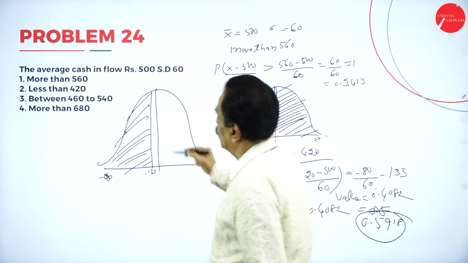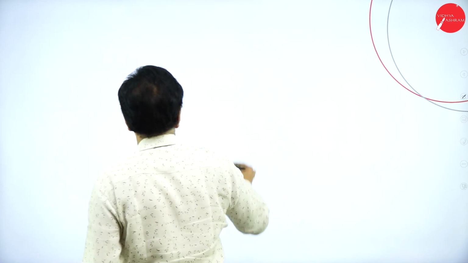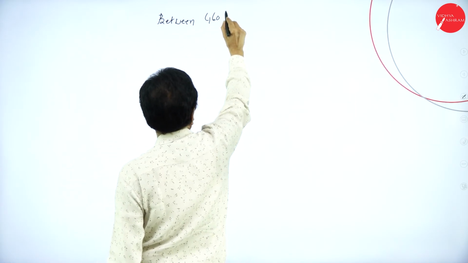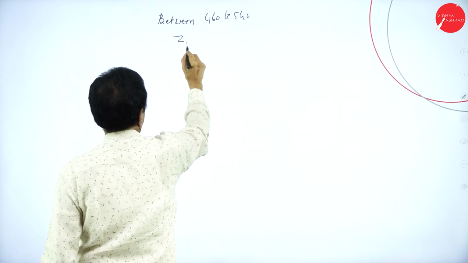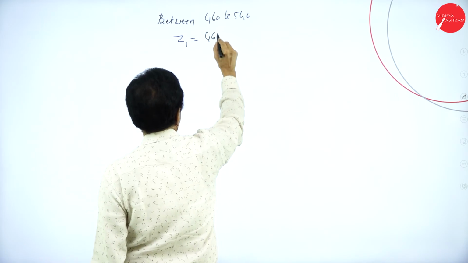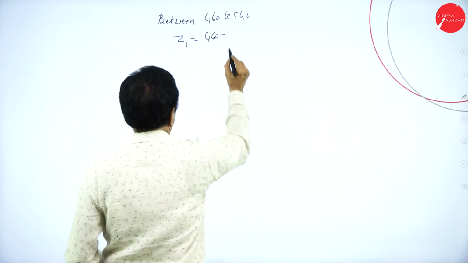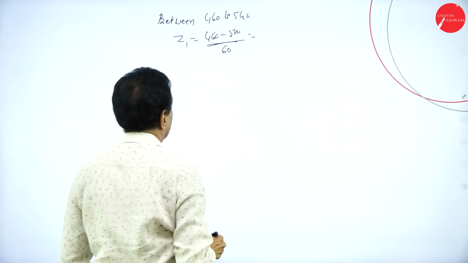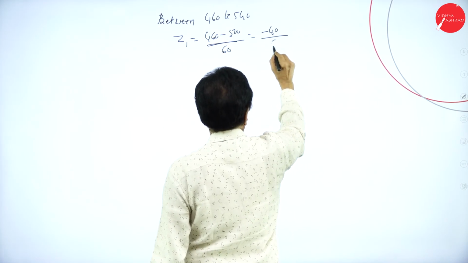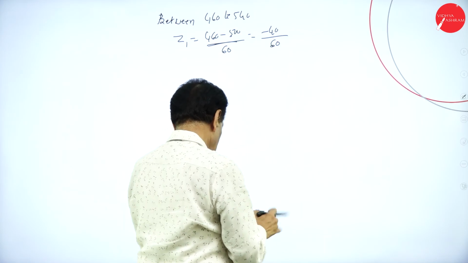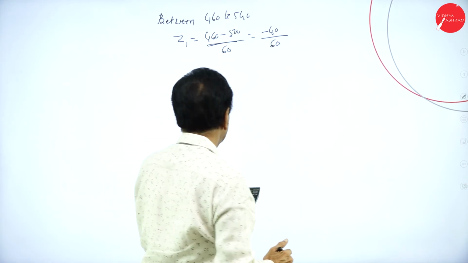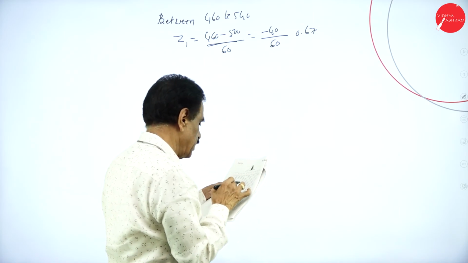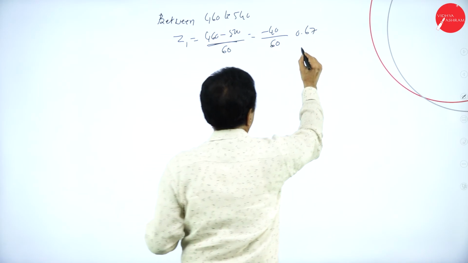this. Now this one, between 460 to 540. Z1: 460 minus your mean, which is 500, divided by standard deviation, which is 60. So this is minus 40 divided by 60, which is 4 divided by 6, 0.67. Value for 0.67 is 0.2486.